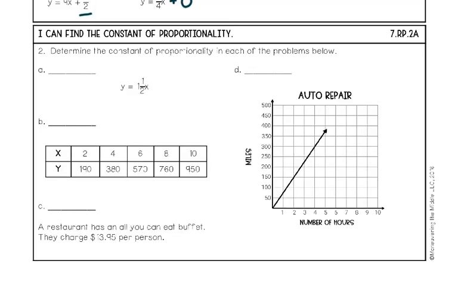In the next section, you should be able to find the constant of proportionality. Remember, constant of proportionality is just a fancy word to say the rate or the unit rate. Next year, we'll call it the slope. So determine the constant of proportionality in each of the problems below.